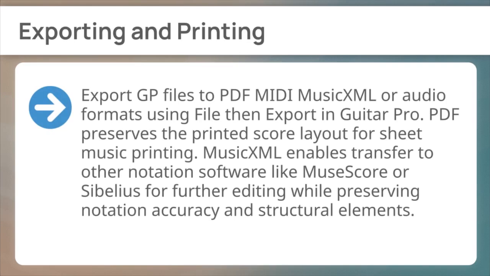Finally, exporting and printing. Export GP files to PDF, MIDI, MusicXML, or audio formats using File then Export in Guitar Pro. PDF preserves the printed score layout for sheet music printing. MusicXML enables transfer to other notation software like MuseScore or Sibelius for further editing while preserving notation accuracy and structural elements.